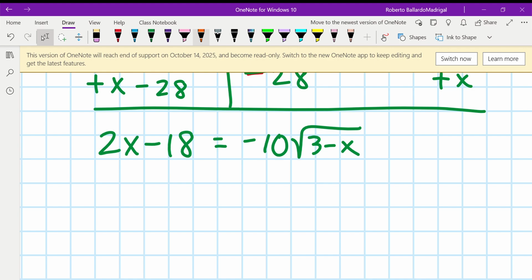So you guys notice how we have 2, 18, and 10? What does 2, 18, and 10 have in common? Think of factors. They have a factor of what? Of 2. So we're going to go ahead and get rid of that factor first. Let's divide everything by 2.